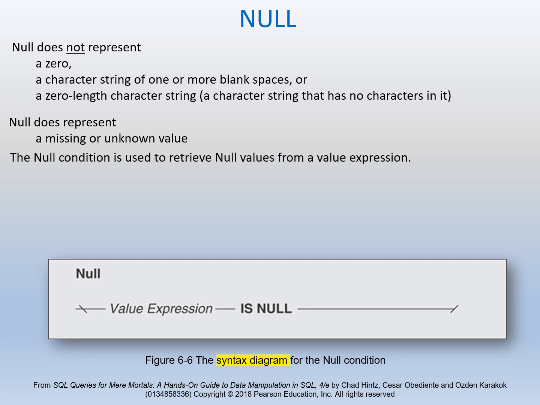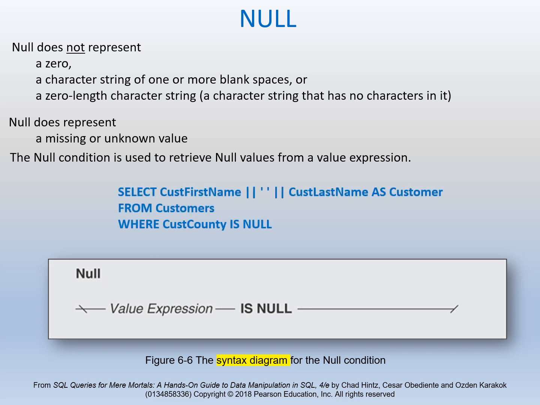The null condition is used to retrieve null values from a value expression. In this example, select customer first name, concatenated with a space, concatenated with last name from the customers table where the customer's county is null. The result set would be a list of customers with a null value for their county. Not a zero, not a character string of zero length, but a null value, an unknown value, a missing value.